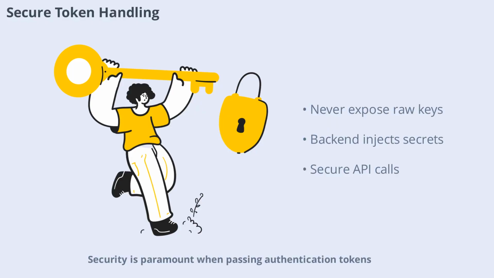Security is paramount when passing authentication tokens or sensitive keys during dynamic tool calling. Never pass raw API keys or secrets into the LLM context. Instead, the LLM should output generic function arguments, and the agent framework backend injects the necessary environmental variables or authorization headers securely before making the external call. This keeps sensitive data safe from exposure.